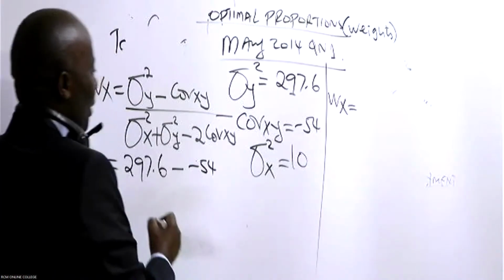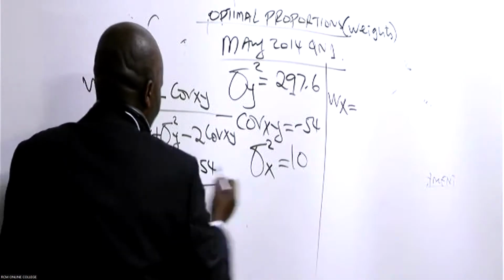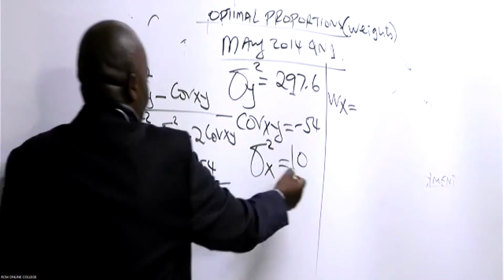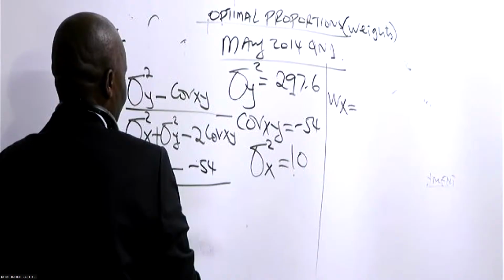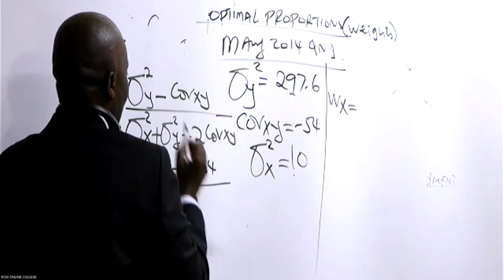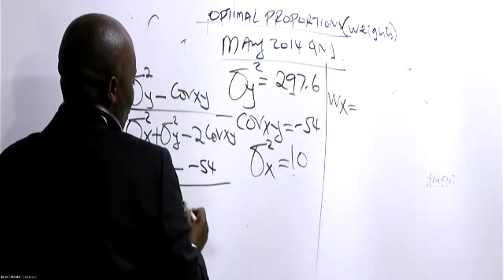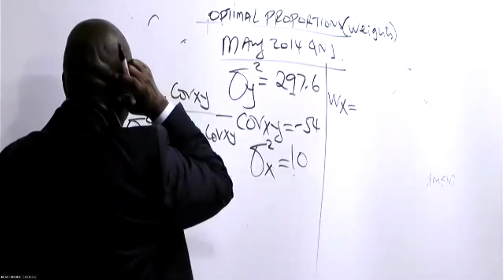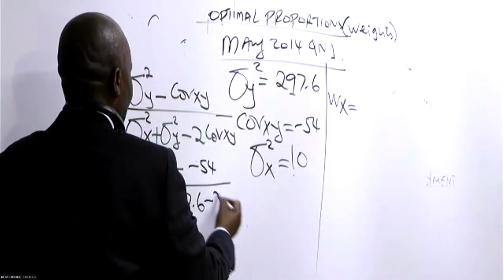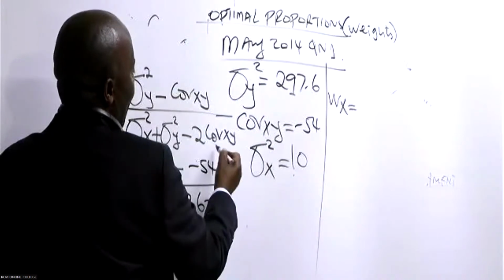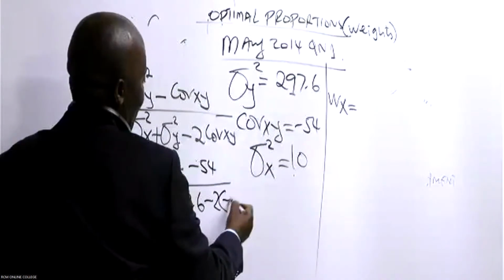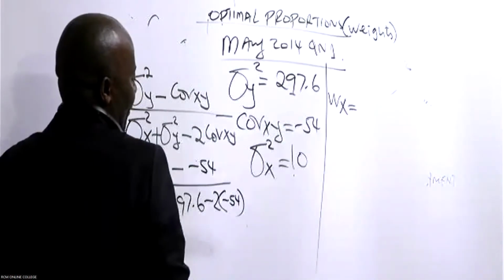Then come here and give me the variance of x. I can see it here. It is 10 plus the variance of y. I can see variance of y there. It is 297.6 minus twice covariance 54, which is minus 54 like that.